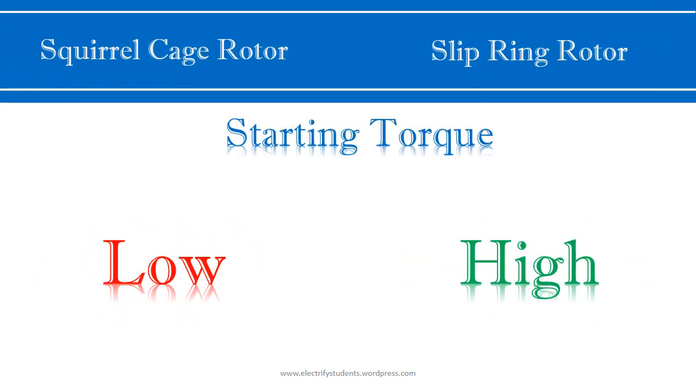The next point is starting torque. Starting torque is very low in squirrel cage rotor, whereas in slip ring rotor the starting torque is high.